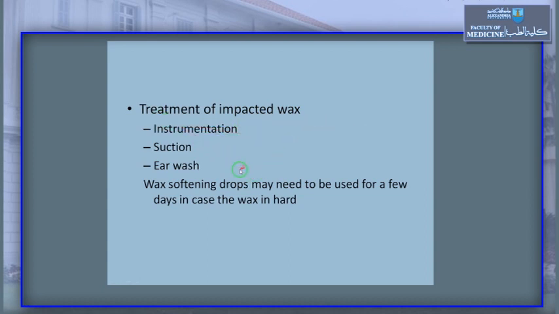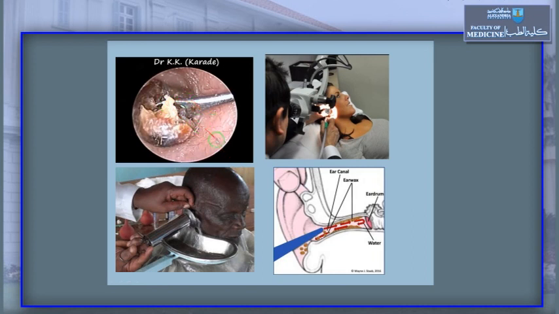It can be done either by instrumentation. You remove it with a curette or with a hook or with a probe with a cotton. Second thing is to do suction of the wax, and third thing is to do ear wash. As we said earlier, ear wash has to come around the wax and reach the medial end and come out. So if you need to do ear wash, the wax has to be soft, because if the wax is impacted and it's hard in consistency, the water cannot go around it, so it cannot take it out.